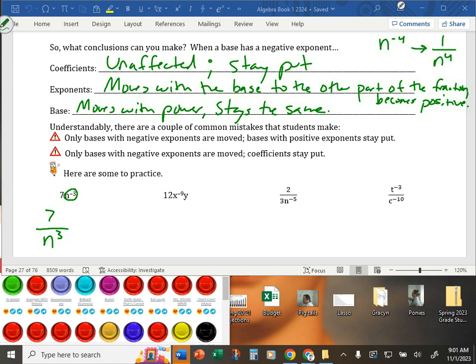All the negative power means is that it's in the wrong part of the fraction. So we put it in the correct part of the fraction, and we're done. That's it. Okay? Don't make this harder than it needs to be here.